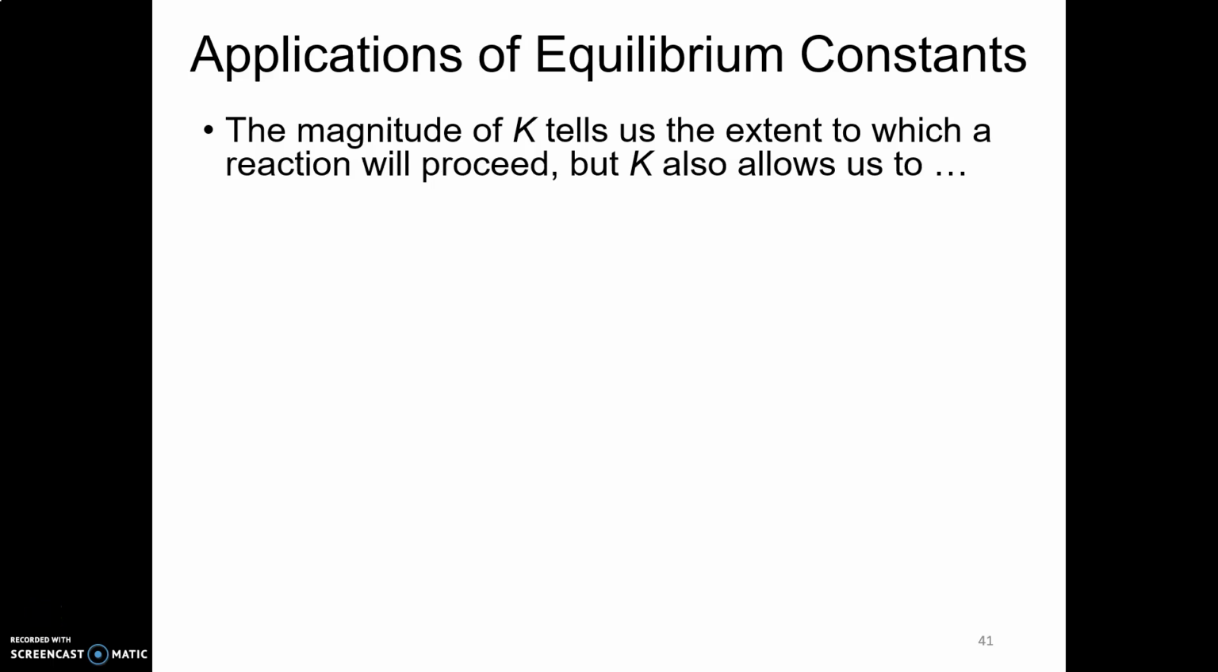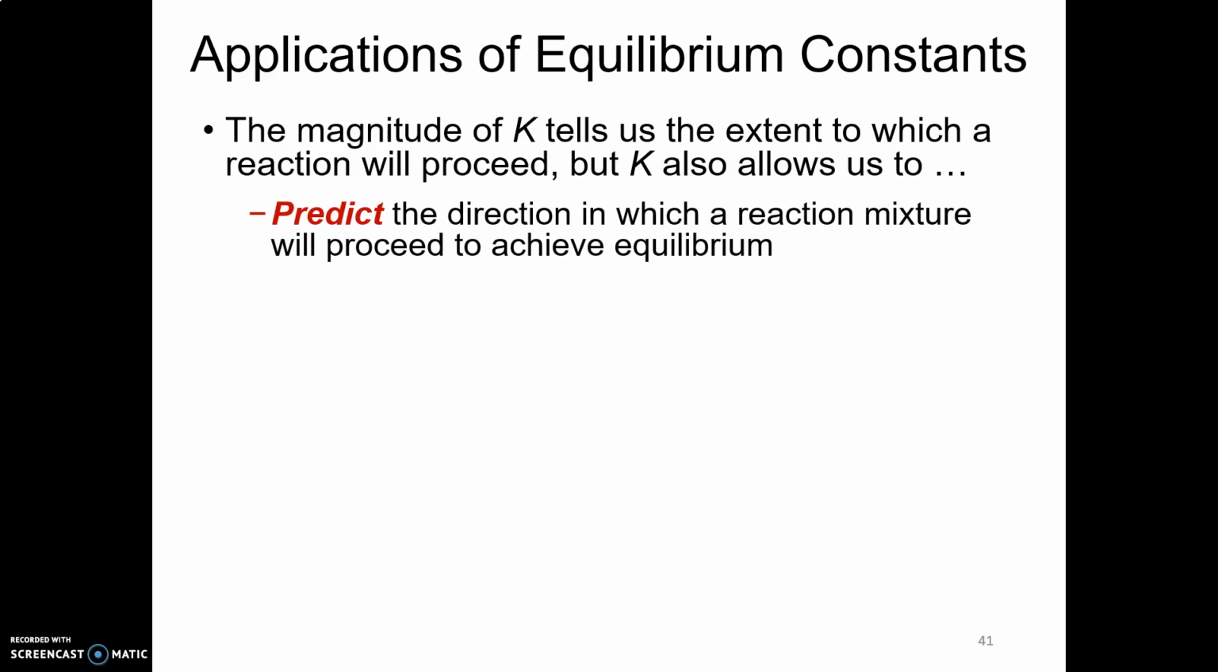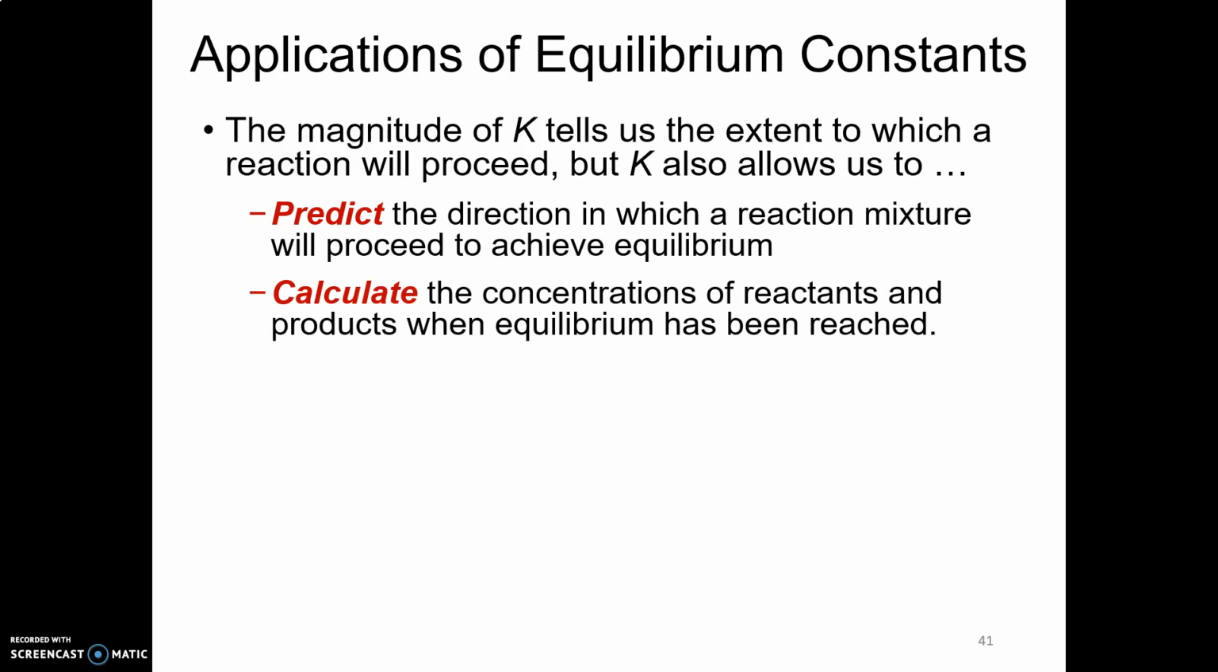All right, guys. So then let's talk about what K is telling us here. It tells us the extent to which a reaction will proceed, right? So a big K means it's product favored, a little k means it's reactant favored, right? But it also allows us to predict the direction a reaction is going to go to achieve equilibrium, okay? And we're going to talk about that. That's the last thing we're going to talk about today.